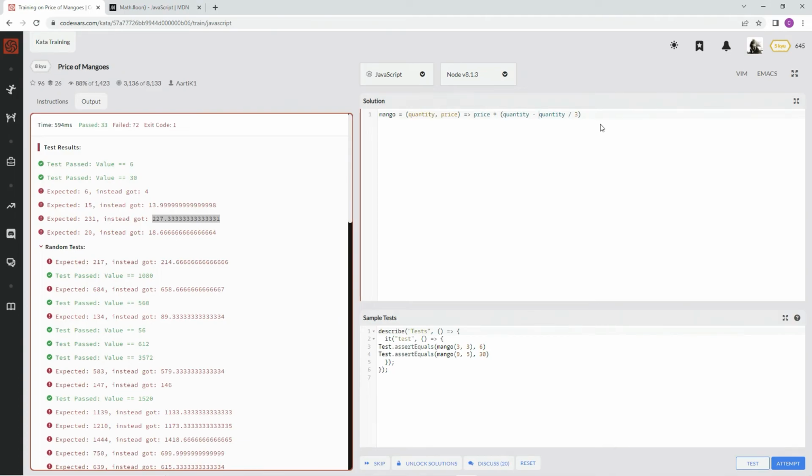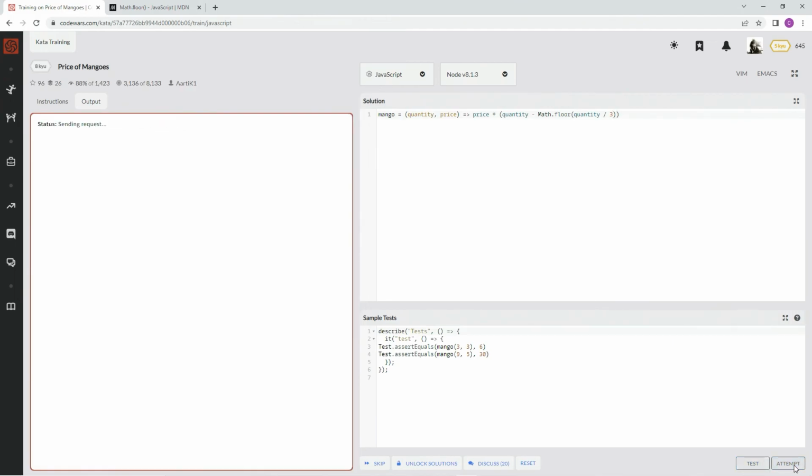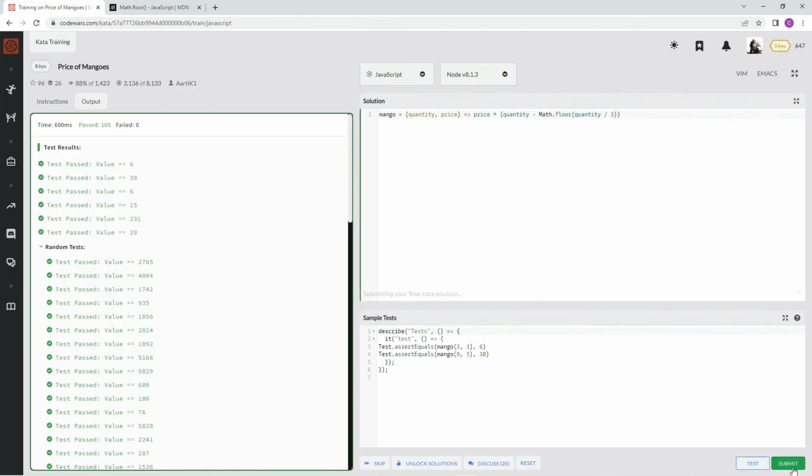So what we're going to do is we're going to wrap this up in some more parentheses. All right? And then we're going to say math.floor. And that should take care of business. And it did. Awesome.